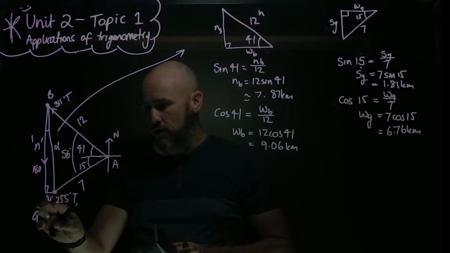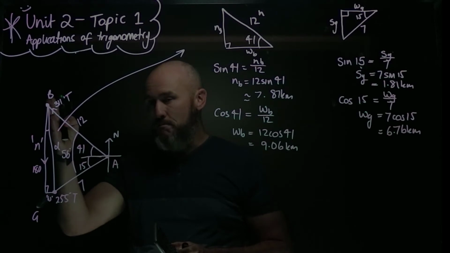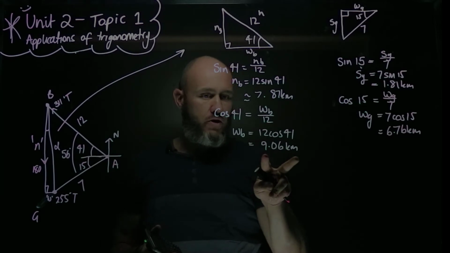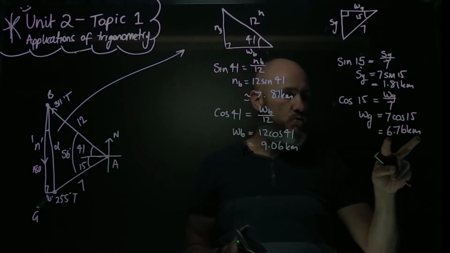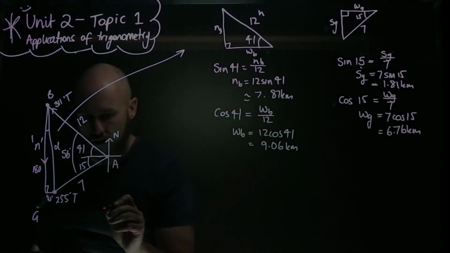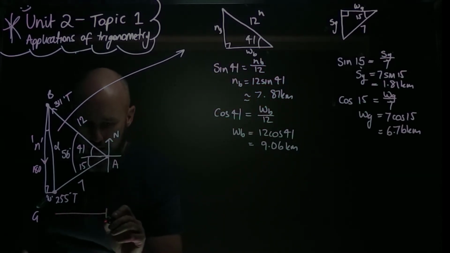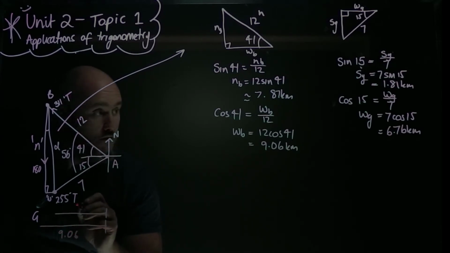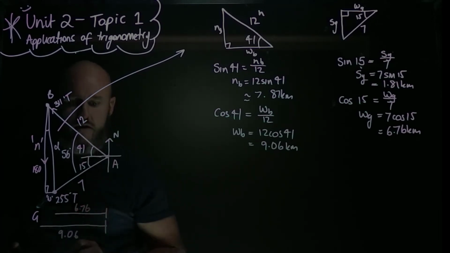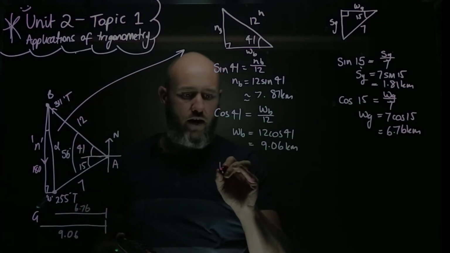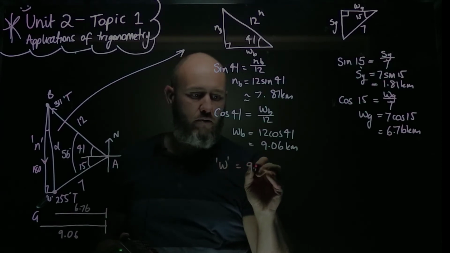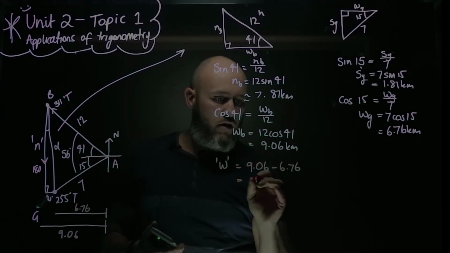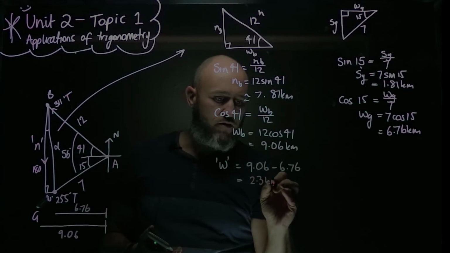The difference between them in terms of west is going to be the difference between Ben's westerly travel and Georgie's westerly travel. So Ben travelled 9.06 kilometres west, Georgie travelled 6.76 kilometres west. So Georgie travelled to here, Ben travelled to here, 9.06 compared to 6.76. If I find the difference between them, then we have our total west: 9.06 minus 6.76, which is going to be 2.3 kilometres.